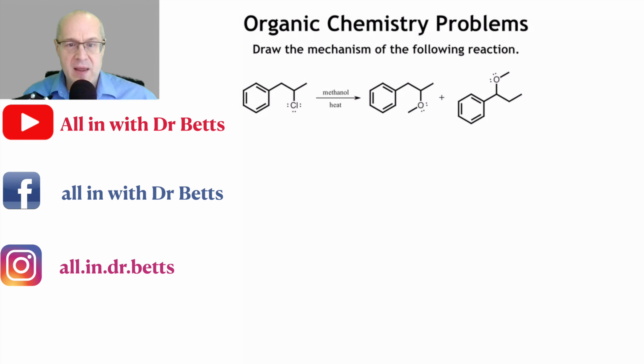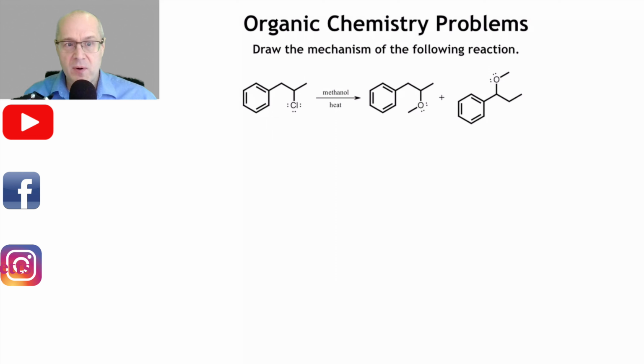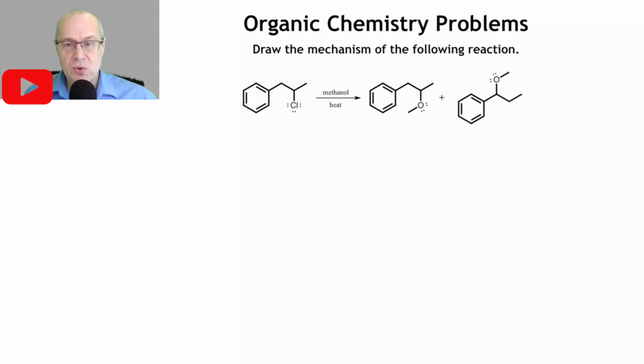All right, we have what looks like a secondary halide with methanol, a polar protic solvent, heat, and two different products. Now let's take a look at the products real quick. These are definitely substitution products because we're substituting the chloride for something else, right?